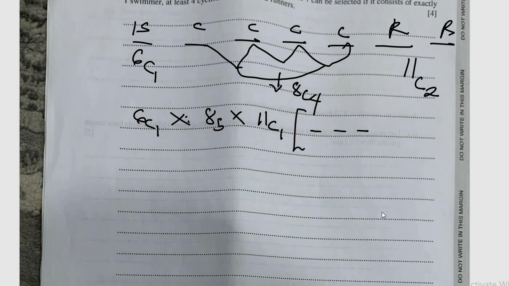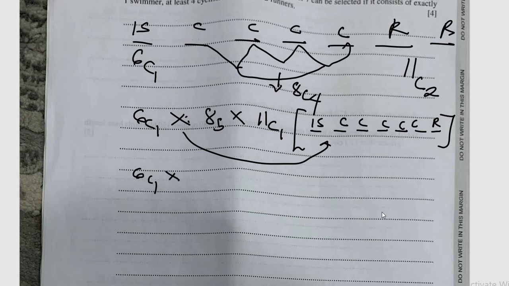Still a team of 7. One swimmer is fixed. Now I've already picked 4 cyclists. Since they mentioned at least 4 cyclists, we could still get 5. They said at most 2 runners, so the runners can be 1. At most means 2 or less. So that's what brings about this. The swimmer is still 1. It must contain exactly 1 swimmer, nothing changed.